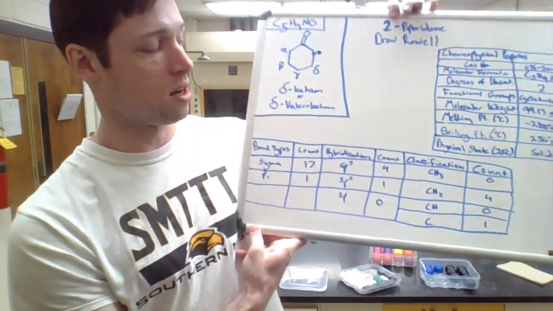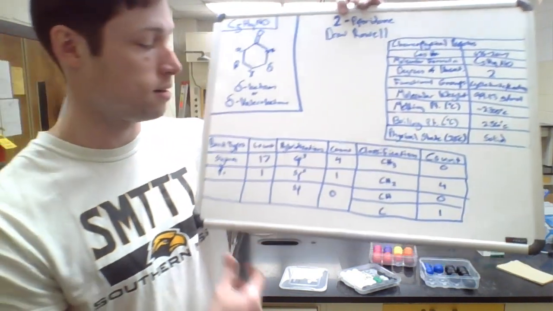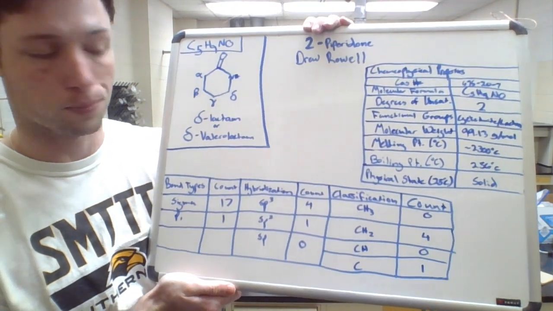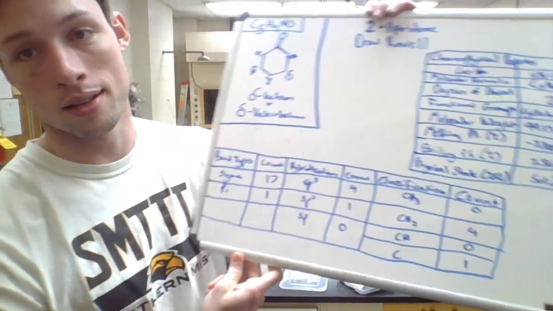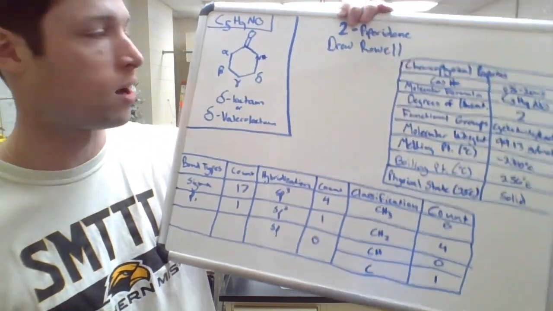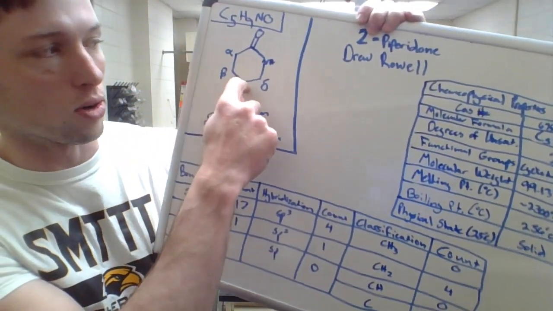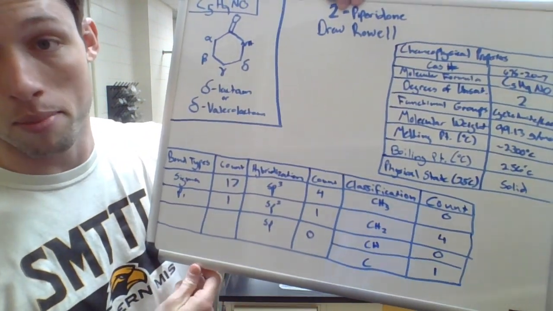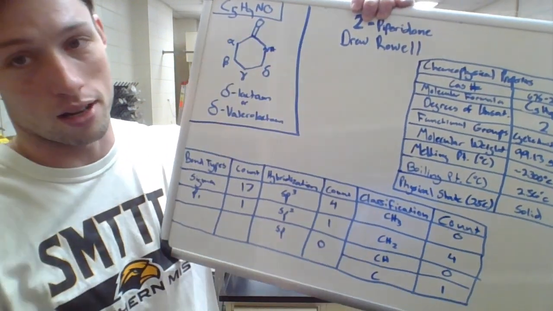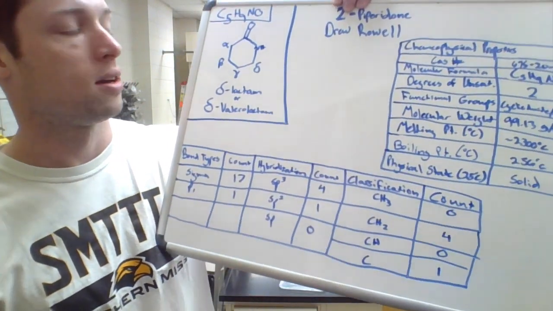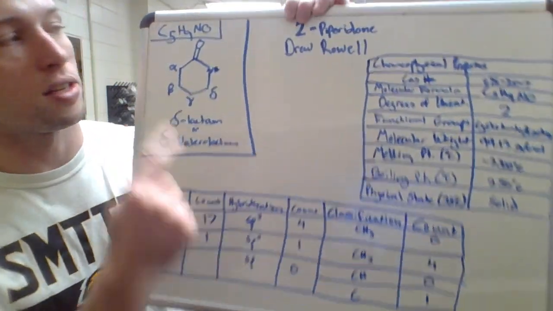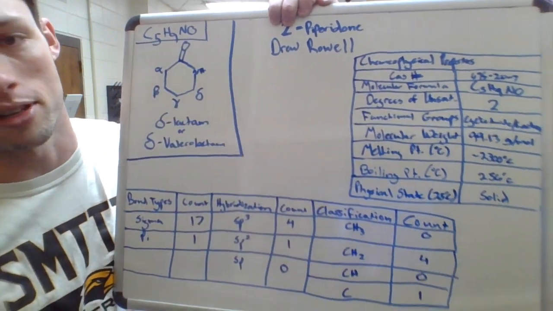Just so we can understand this model we're about to look at, we'll go over some of the bond types involved in 2-piperidone. So we have 17 sigma bonds. This is a single bond. An example would be these 2 carbons here are sigma bonded to each other, as well as the 2 hydrogens that come off those carbons. So that accounts for 17 total sigma bonds. And then our 1 pi bond is coming from our carbonyl carbon up here.